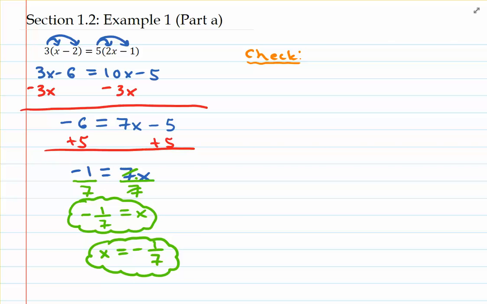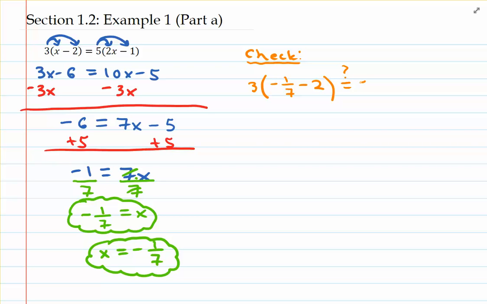Now just as a reminder, when we check an answer, we take our value or values of x and plug them back into the original equation. So with that said, let's go ahead and check our answer of negative 1/7. On the left-hand side, we'll have 3, and in the parentheses, we're going to replace x with negative 1/7 minus 2. And I'm going to draw an equal sign with a little question mark above it.